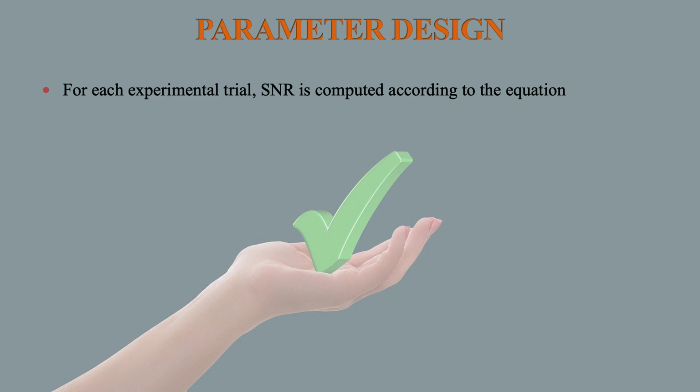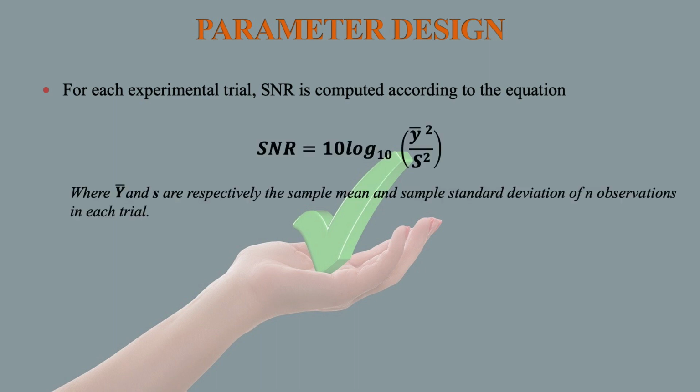So here for each experimental trial, the signal to noise ratio is computed according to the equation, that is SNR is equal to 10 log 10 of y bar square by s square.